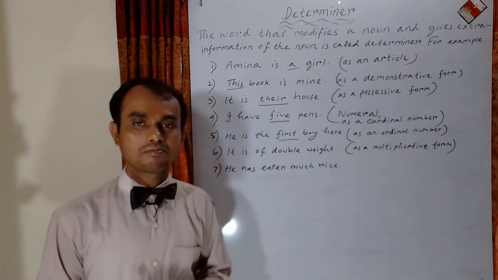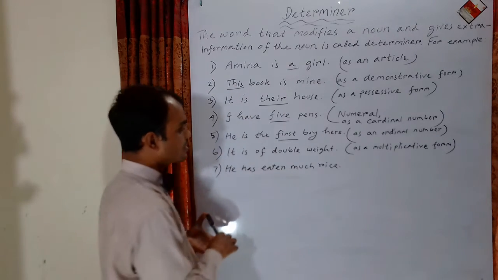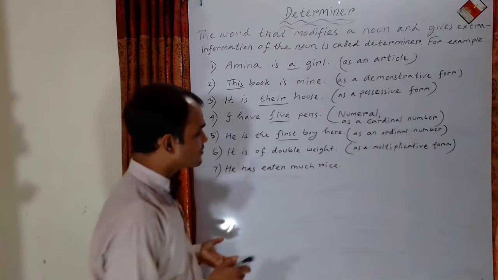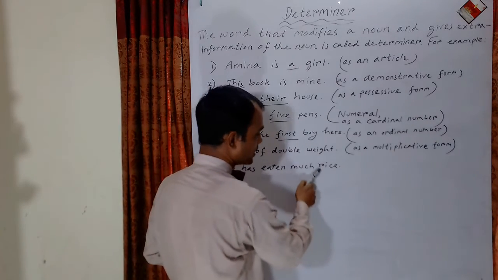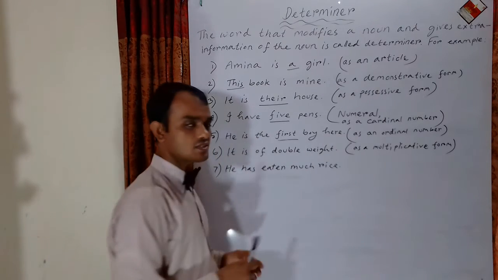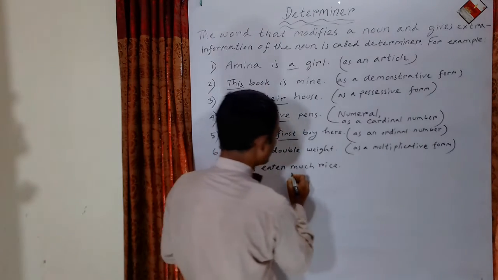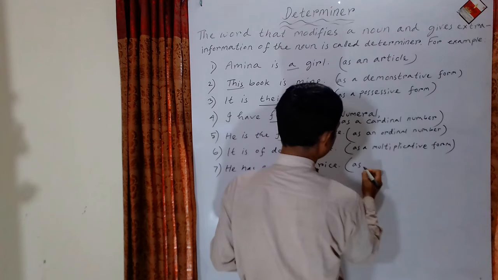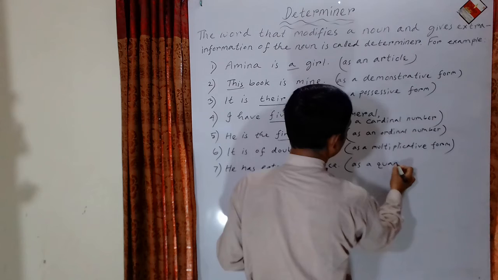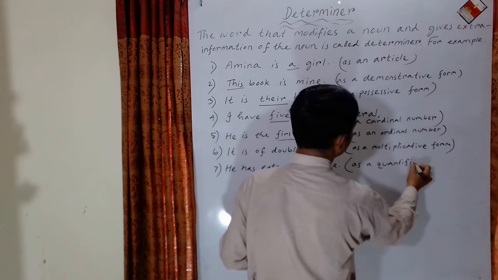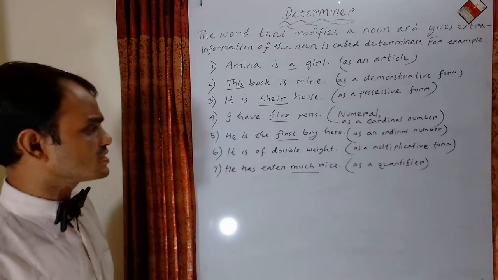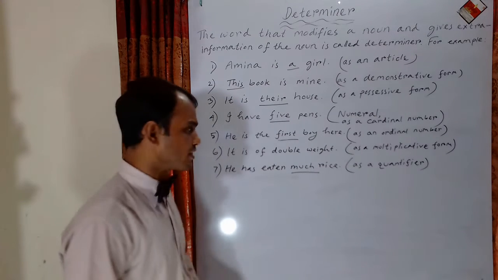He has eaten much rice. From this sentence we find the word much. This is a quantifier. This quantifier is modifying the noun rice and giving extra information of the noun rice. So this is also a determiner. Much is a determiner as a quantifier.